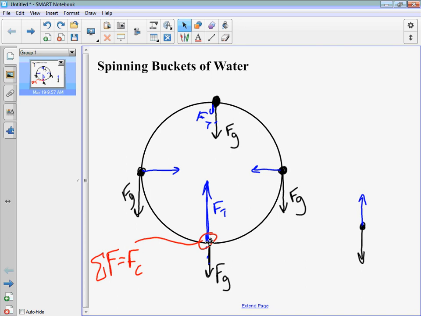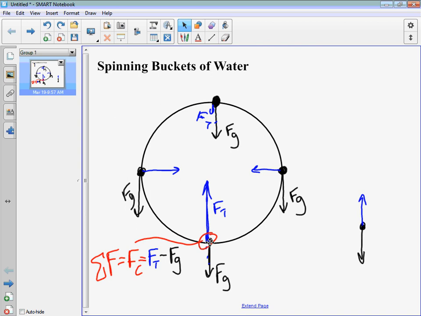We already said that the centripetal force at the bottom is pointing upwards, right? So we'll say that's the positive direction. So that means the centripetal force equals the tension force, and then I have to add in the gravitational force. Which way is gravitational force going? Downwards. So minus the gravitational force. So the centripetal force is the tension force minus the gravitational force. That's at the very bottom.